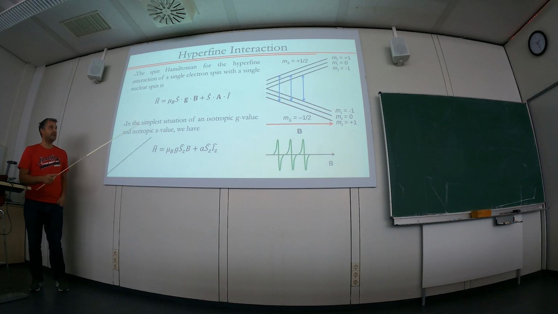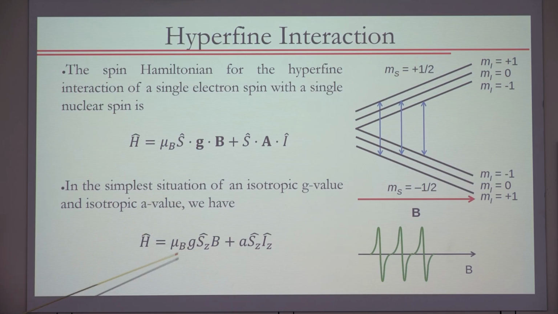If we take the simplest case and we say, okay, this is completely isotropic, so the G matrix is only a G value, only one number for all directions, the same for A, then you can choose the same quantization direction for both matrices. So you can write like this: an isotropic G value times the SZ operator, and then you have the SZ IZ operator. So this is the simplest possible case.